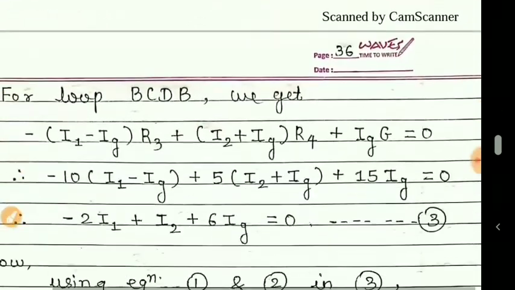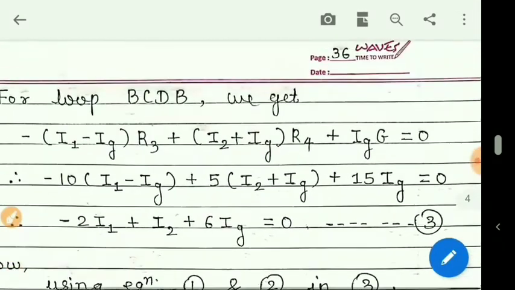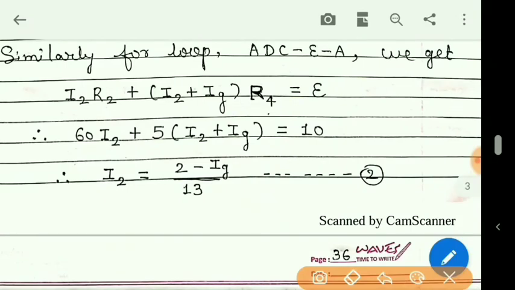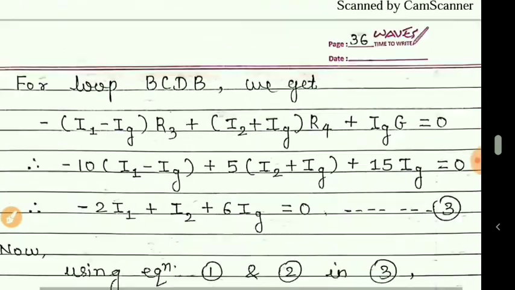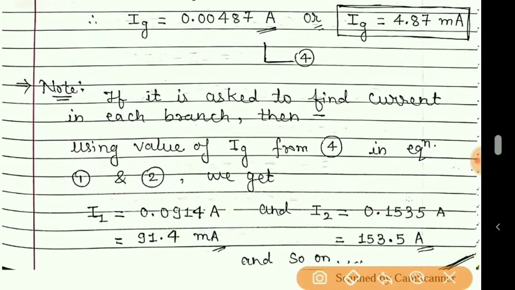So as this Ig is obtained, if you put this value of Ig in equation number 2, then you will get the value of I2. If you put the value of Ig in equation number 1, you will get the value of current I1, and so on. So you can find the currents in each branch also if it is asked.